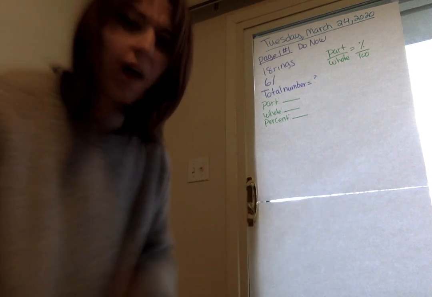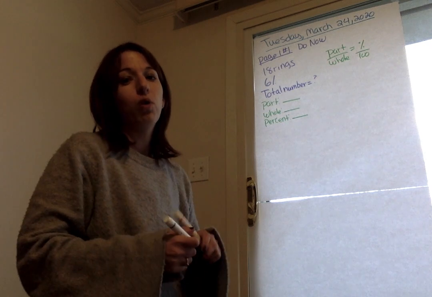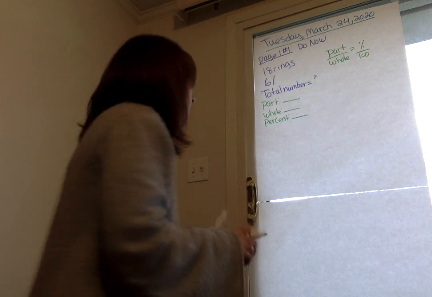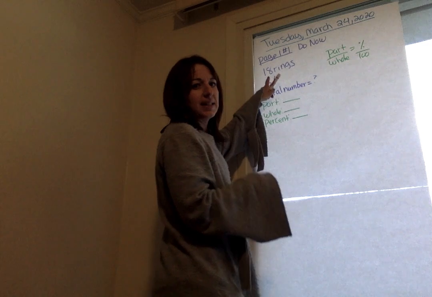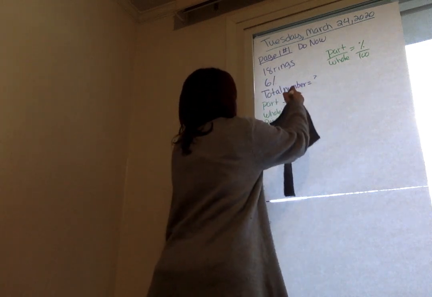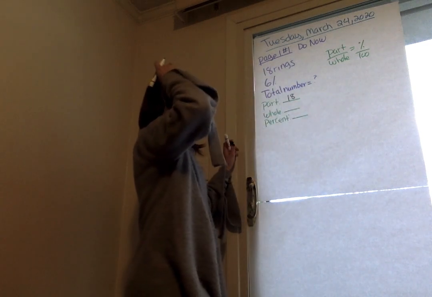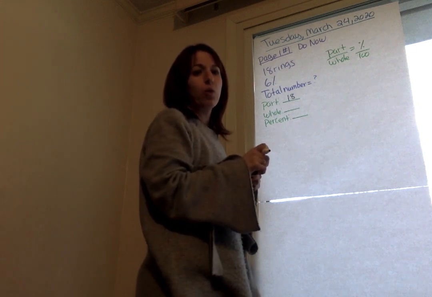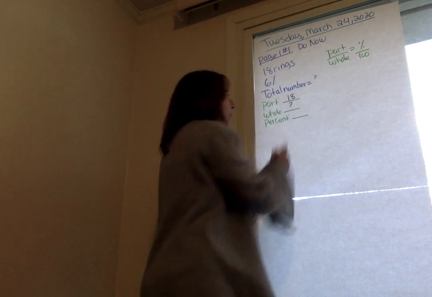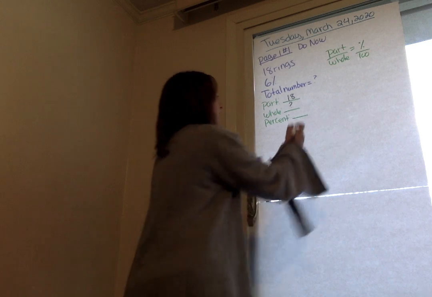So the first thing that you have to do is identify the part, the whole, and the percent. In the question, the part is 18 because it's saying she keeps 18. So I'm going to put 18. The whole, which is asking for the total number, another word for whole is total, I don't know. But the percent is 6%.